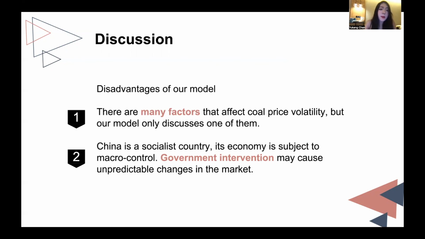Secondly, due to the impact of the epidemic and war nowadays, the prices of energy and commodities have generally risen. Since China is a socialist country, its economy is subject to macro control. Government intervention may cause unpredictable changes in the markets. Therefore, our model cannot effectively predict the market trend.